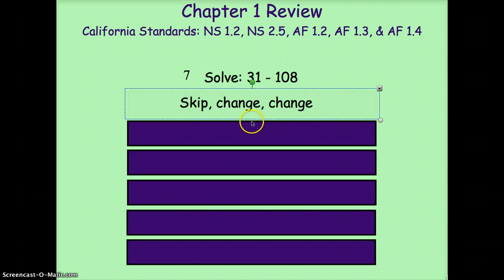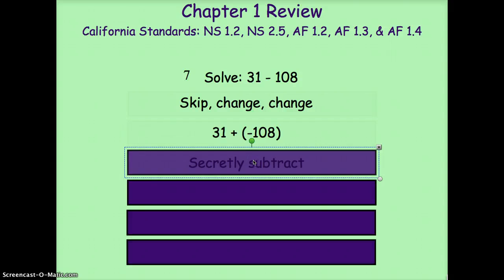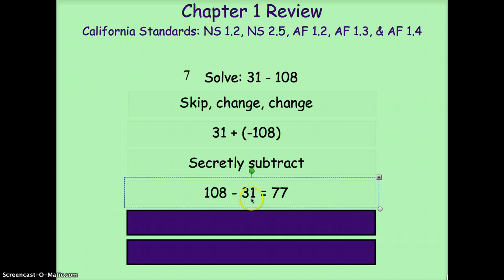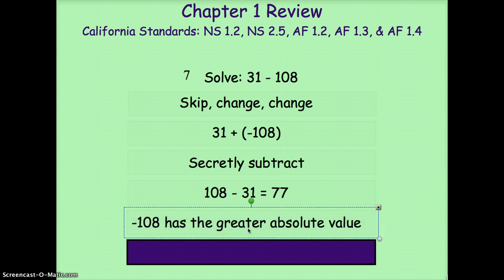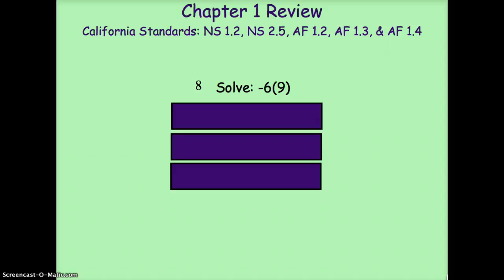Skip change. We end up with this. Writing a positive and negative so we know we're secretly subtracting. We end up here. Now we look at the absolute values. Negative has a greater absolute value, so my answer again is negative. Number 8, now we're doing multiplication, so you want to think about your sock rules.